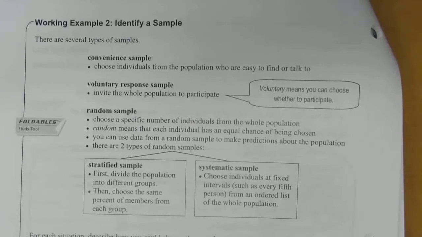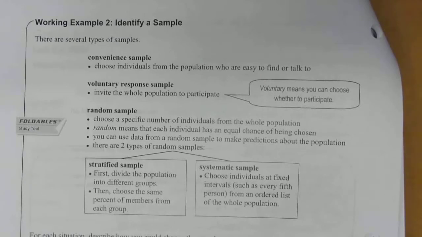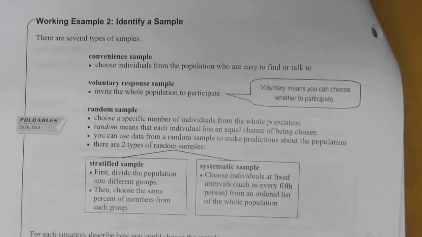Within the concept of a random sample, there are actually two more specific types of samples. One is called a stratified sample. First, you divide the population into different groups, then choose the same number or same percent of members from each group. The other possibility is a systematic sample, where you choose individuals at fixed intervals, such as every 5th person from an ordered list of the whole population. So there's a couple of different strategies on how you can pick from a random group.